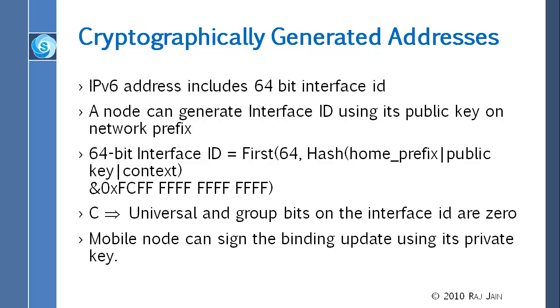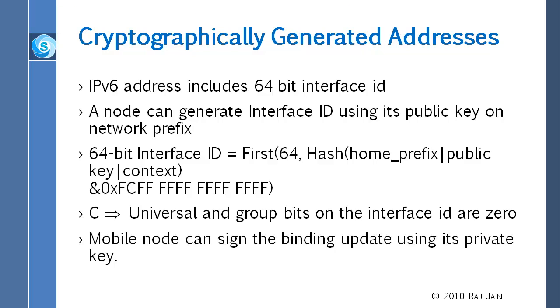So what you do is you take the home prefix, you take your public key and put a context, which is a variable, hash all of it, take the first 64-bit hash, and then AND it with this quantity here. Now this quantity is all 1s, except there are 2 zeros here in the C. C is 12, 12 is 1100. So there are 2 zeros there. When you AND, those 2 bits become 0. Everything else remains the same. And then you take the first 64 bits of the result, that gives you your interface ID.